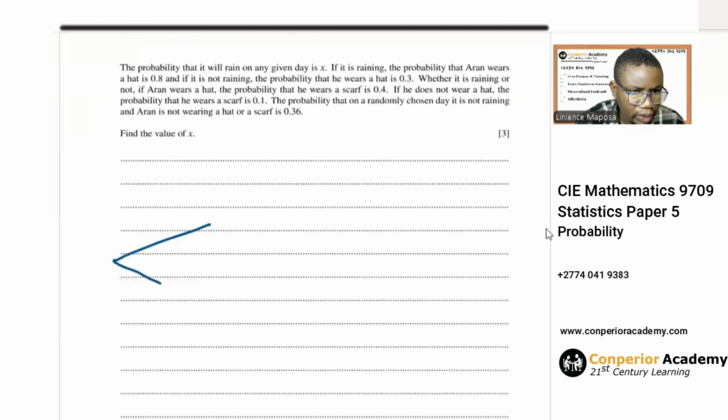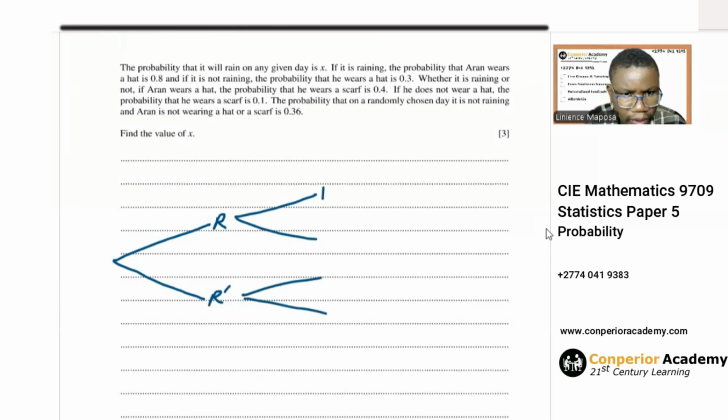Okay, so I have three situations here that I need to consider, but starting with whether or not it's raining. So I can do a tree diagram here. I can say it's raining or raining complement, which means it's not raining. If it's raining, he may or may not wear a hat. So I will have these branches for wearing a hat. When it's raining, he might wear a hat or might not wear a hat. If it's not raining, he might wear a hat or he might not wear a hat.